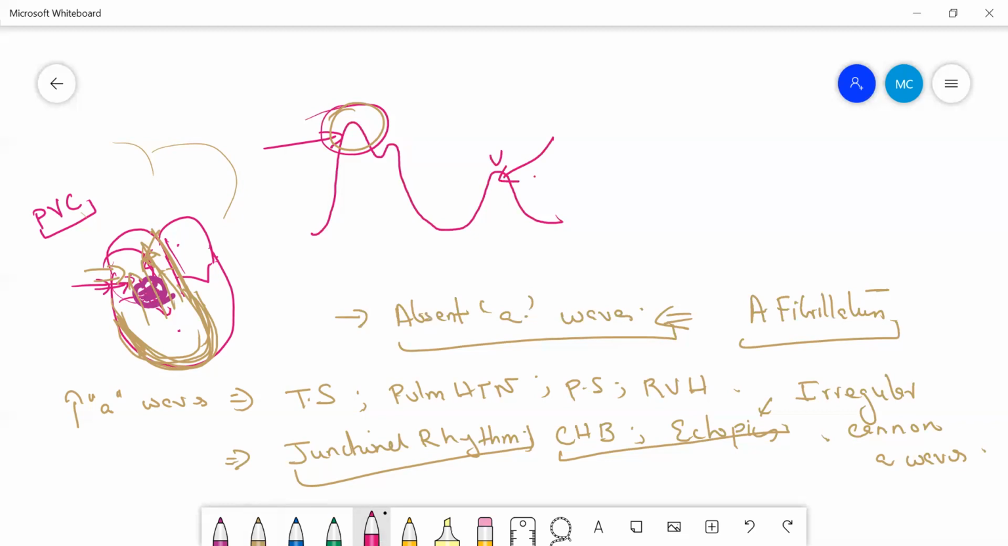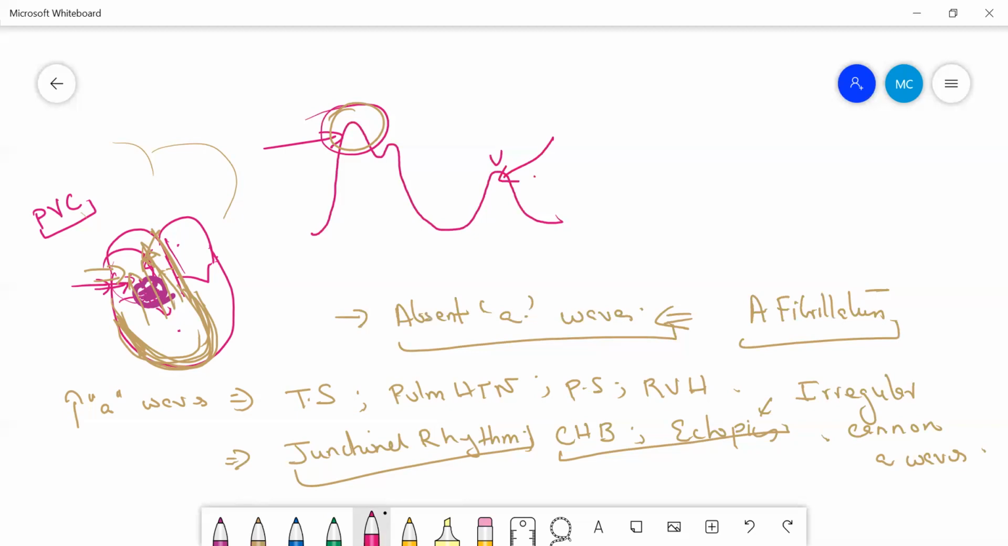The abnormalities of the V waves, right? So let us first see what is the reason for the V wave. Like, why do we have the V wave? As I told you, V for venous, it is mainly because of the venous filling of the right atrium. The filling of the right atrium with blood from the veins is responsible for the V wave.